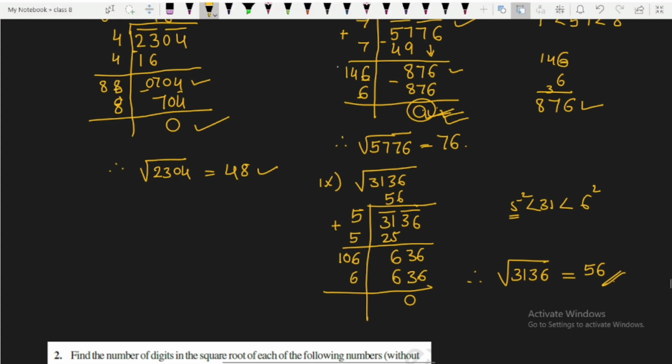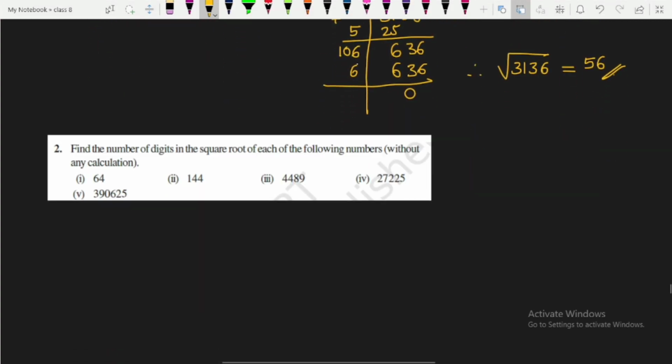Next we are going to find the number of the next question.